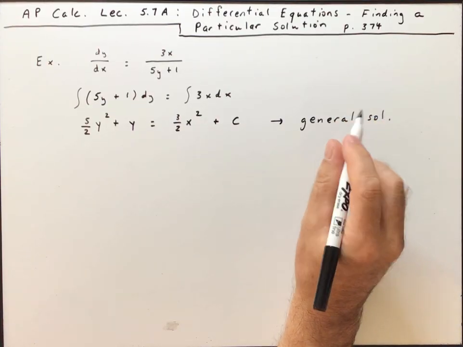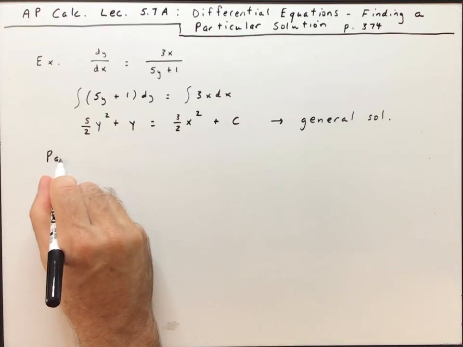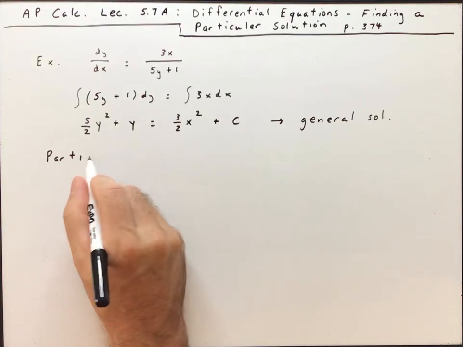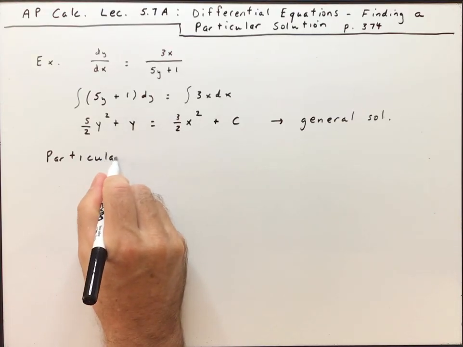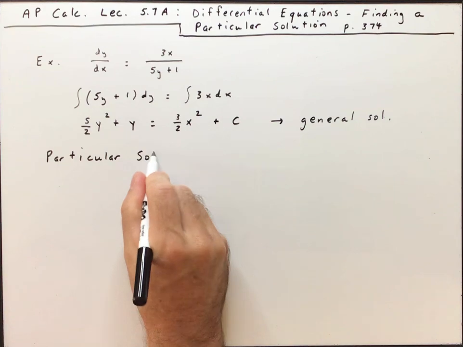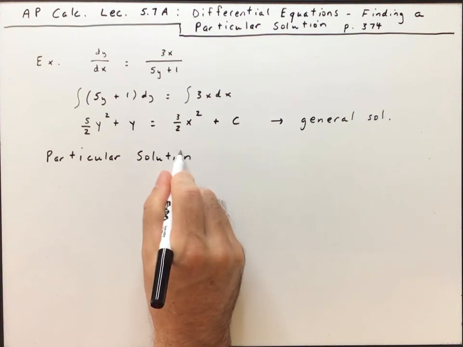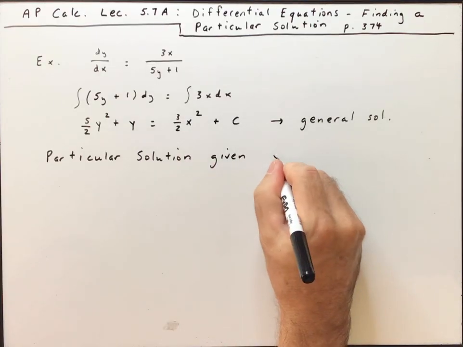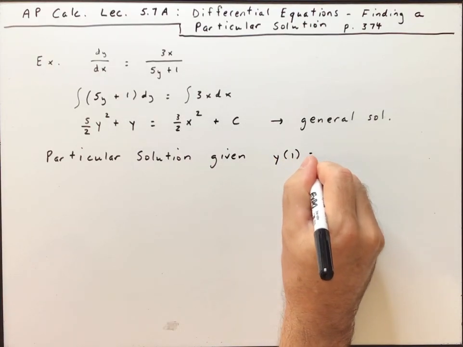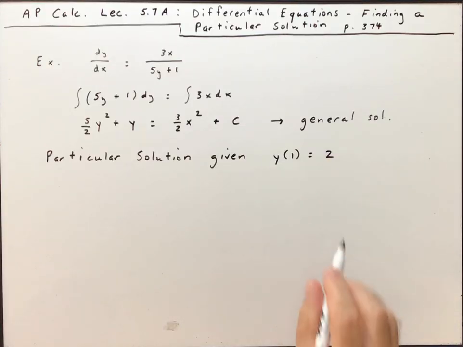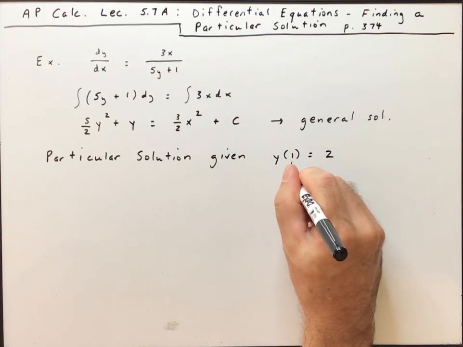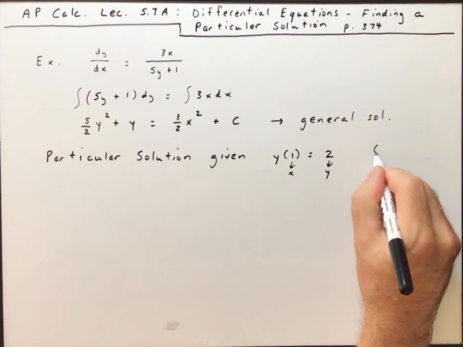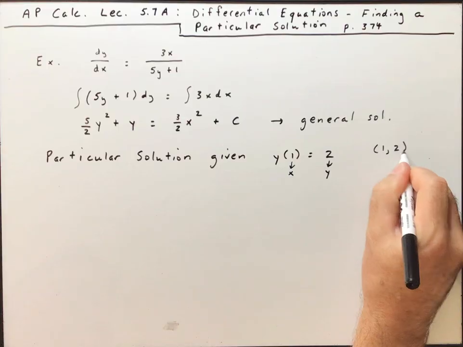But what if we wanted to get a particular solution at a given point? So let's try to find the particular solution given y of 1 is equal to 2. So 1 would be the x value, 2 would be the y value. Or you might see it listed as the point 1, 2.